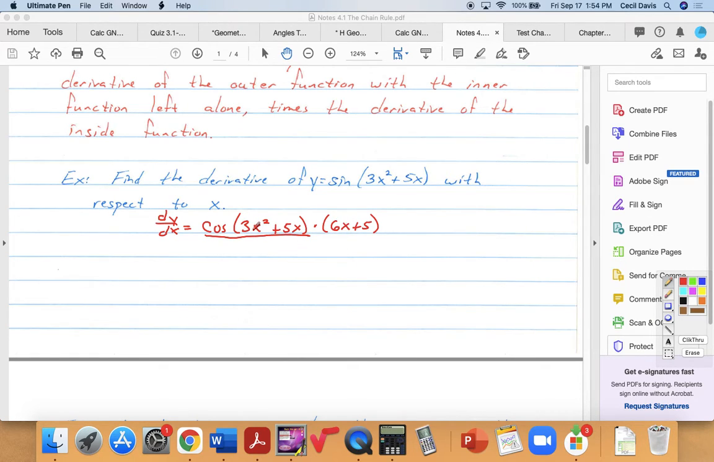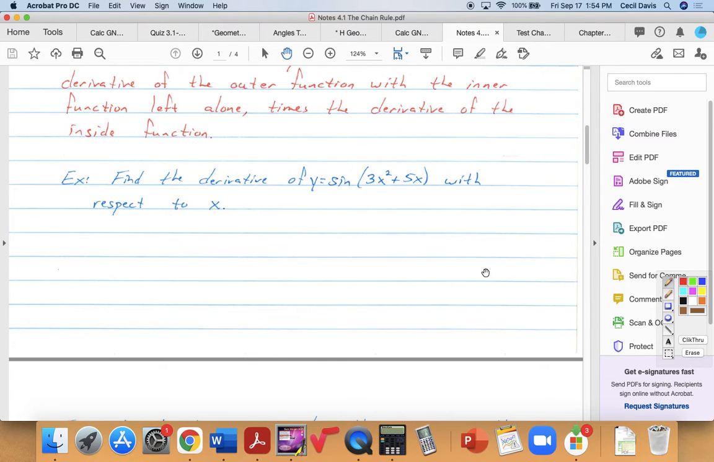It's like, am I taking the cosine of all of this? No, I'm only taking the cosine of this part. So to make it clearer, a lot of times you'll see it rewritten like this: 6x plus 5 times cosine of 3x squared plus 5x, so that there's no confusion as to what the argument of cosine is. When I say argument, are you familiar with that? Okay. All right. Page 2.